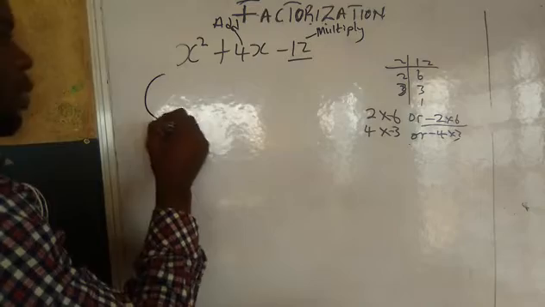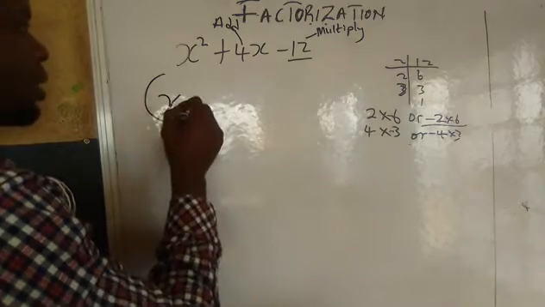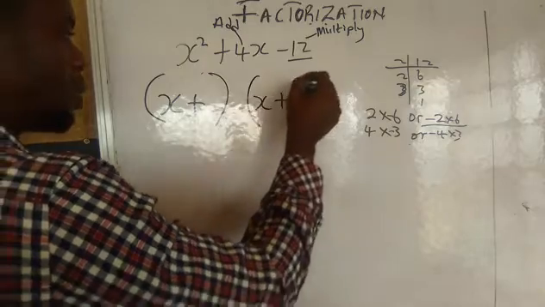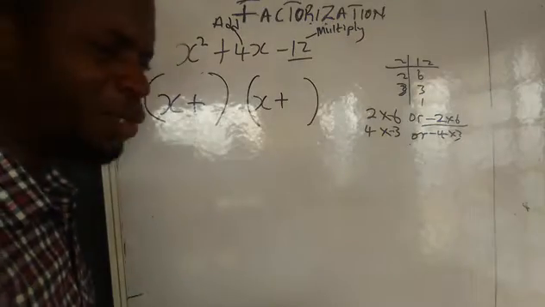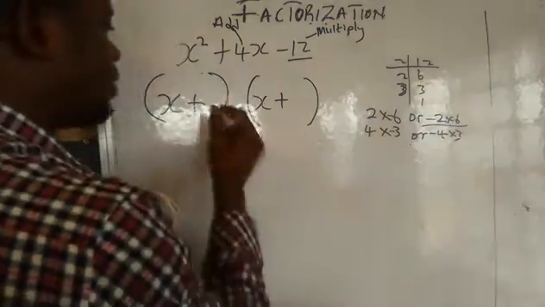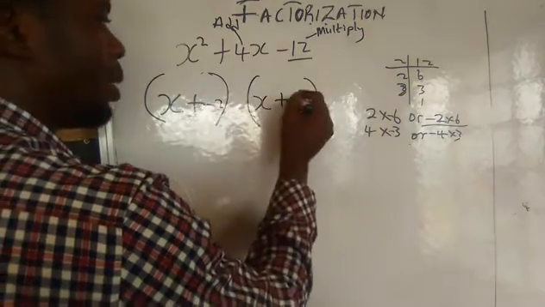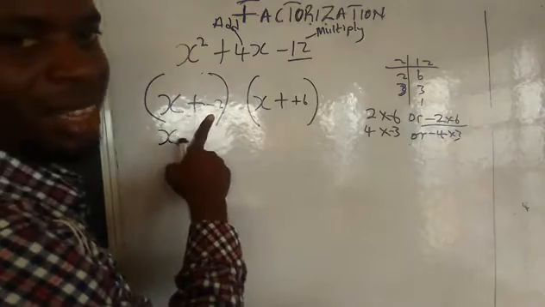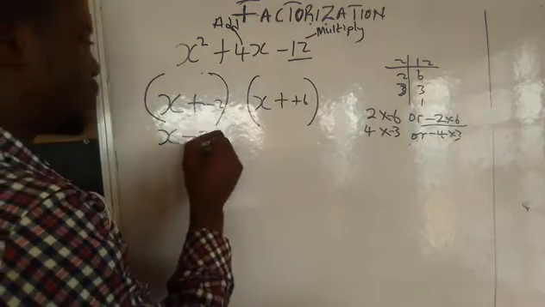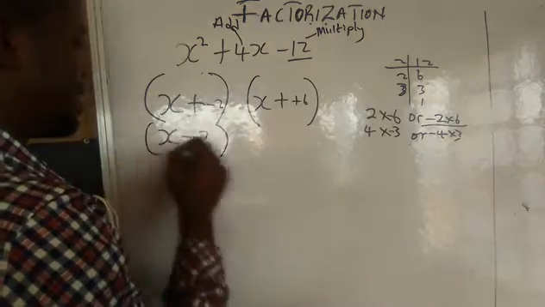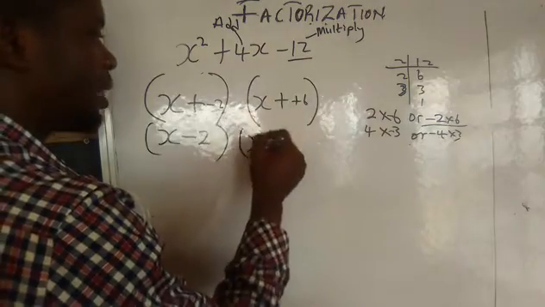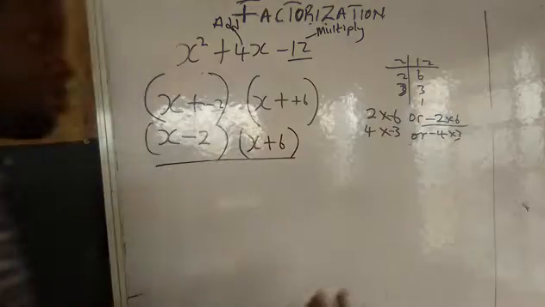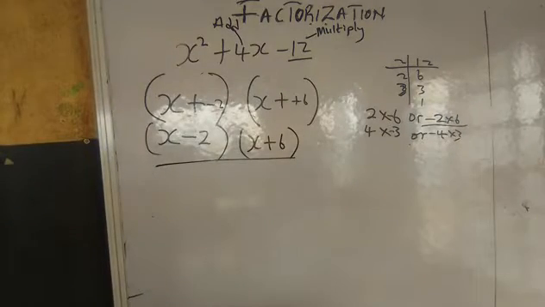So you just open your bracket here, put x plus, open another bracket, x plus. Are you getting it? It's very simple. So just pick the numbers one after the other. Minus 2, plus 6. So you have x plus times minus 2, then for this, x plus times plus 6. This is your final answer. It's as simple as that.